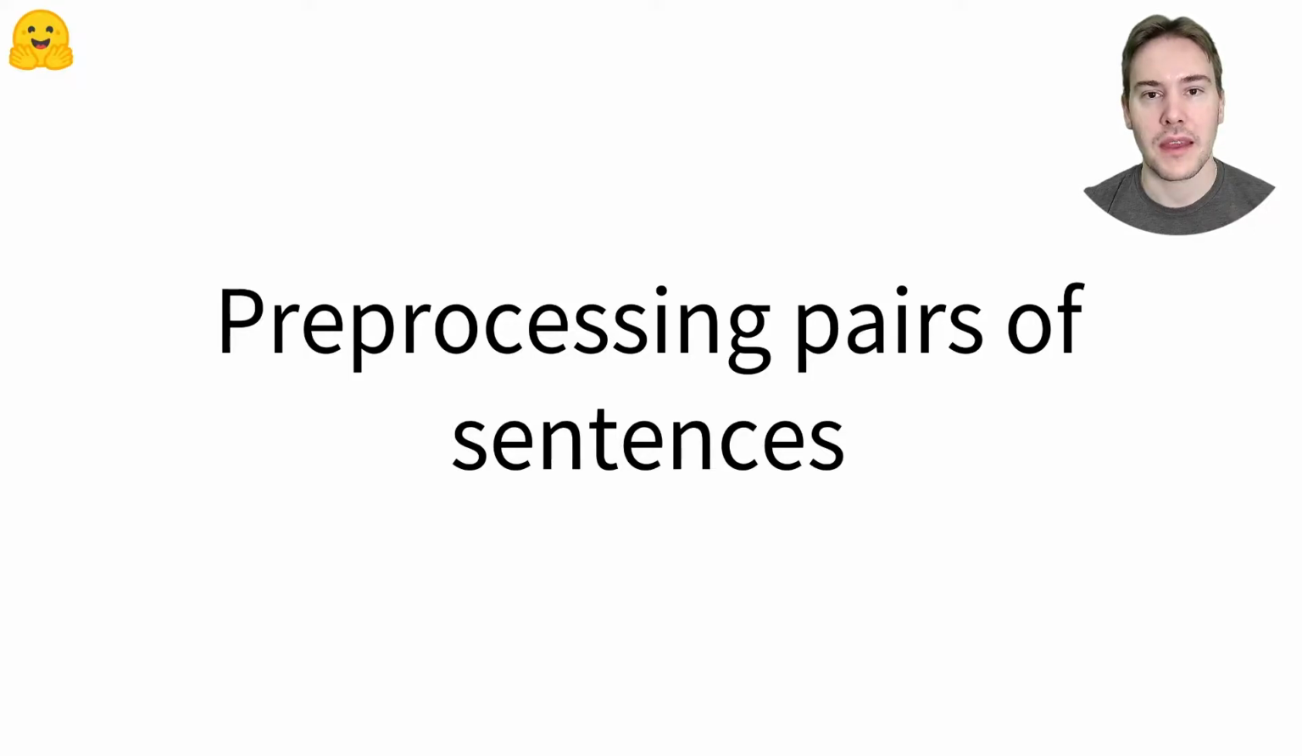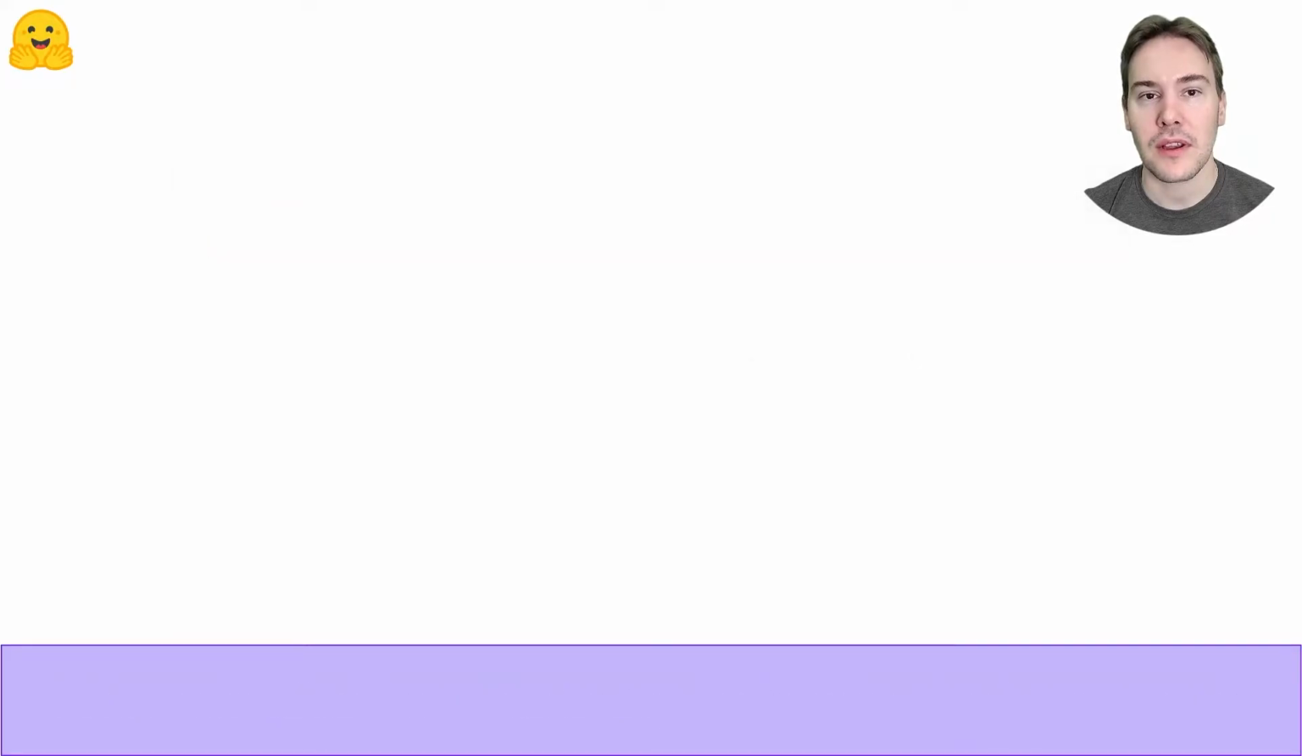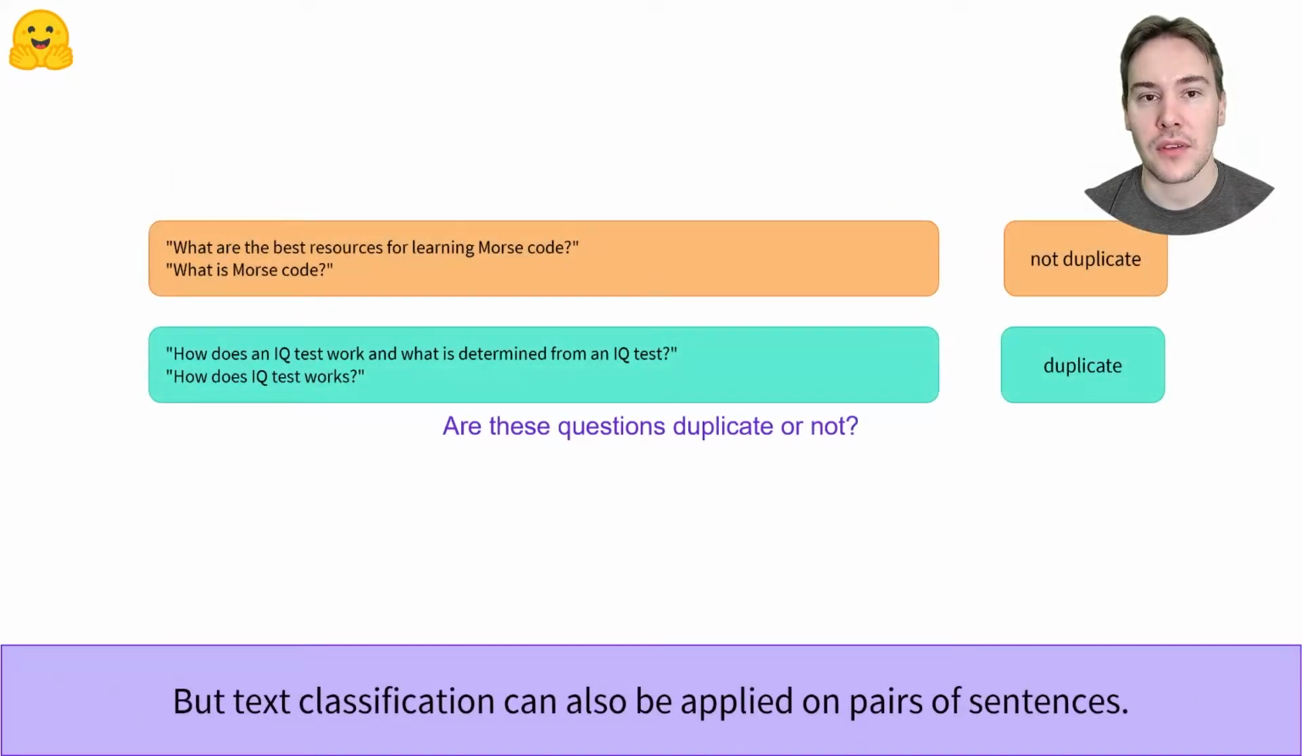How to preprocess pairs of sentences. We have seen how to tokenize single sentences and batch them together in the "Batch Inputs Together" video. If this code looks unfamiliar to you, be sure to check that video again. Here we'll focus on tasks that classify pairs of sentences. For instance, we may want to classify whether two texts are paraphrases or not.